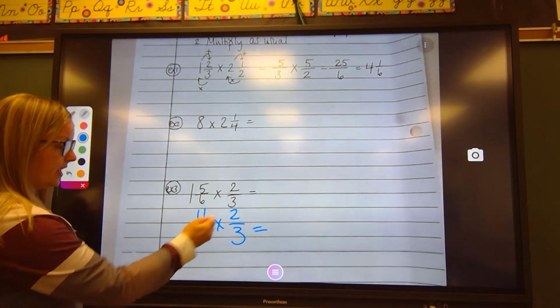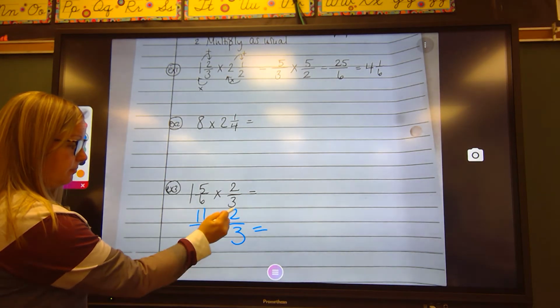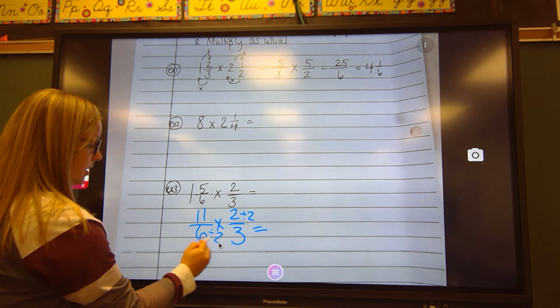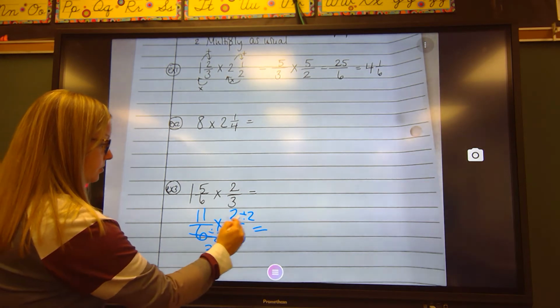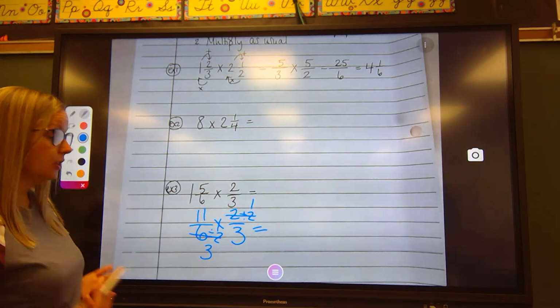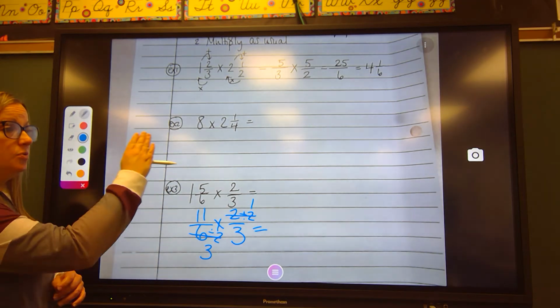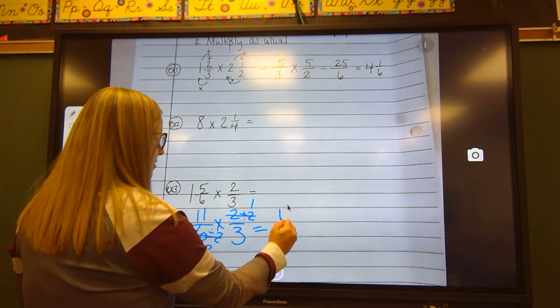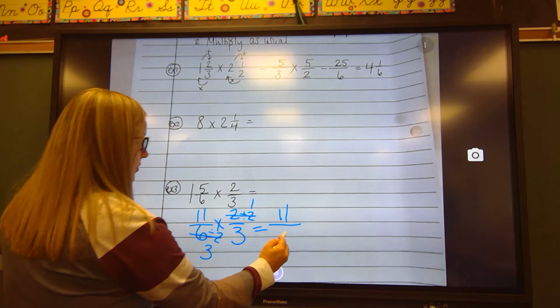Can I simplify? I cannot simplify 11 and 3, but I can 2 and 6. So I'm going to divide both of those by 2. 6 divided by 2 is 3. 2 divided by 2 is 1. And now my numbers are a little easier to work with. I've checked this way. I've checked this way. I can go right across. 11 times 1 is 11. Over top of 3 times 3 is 9.